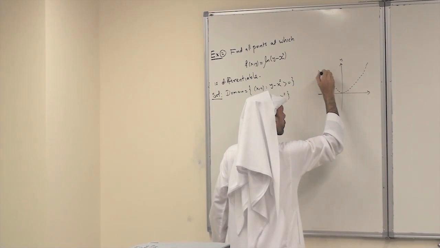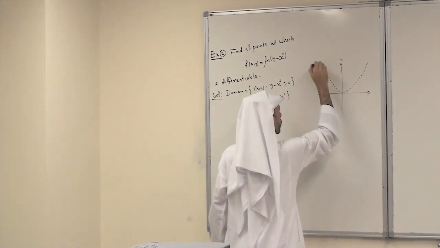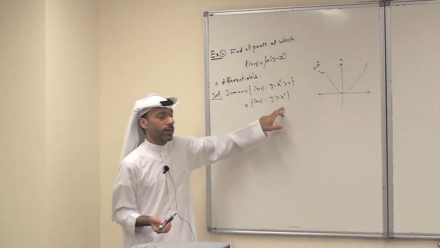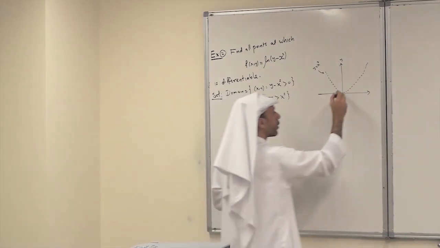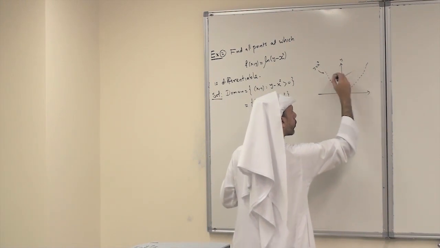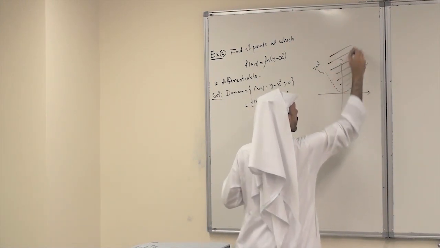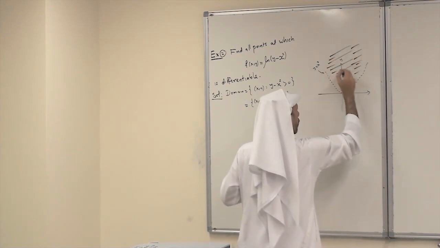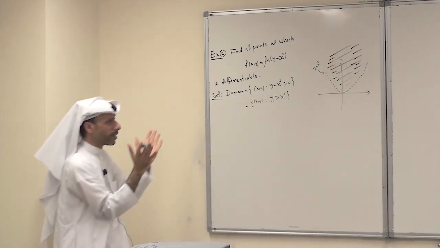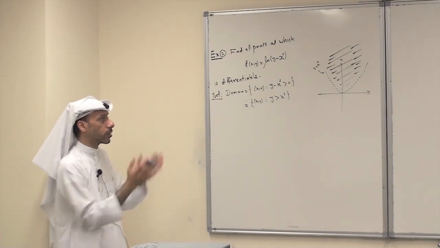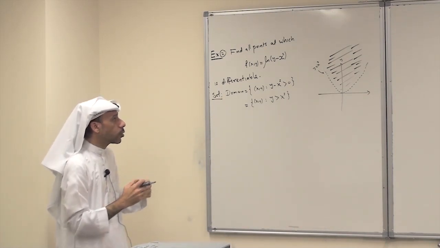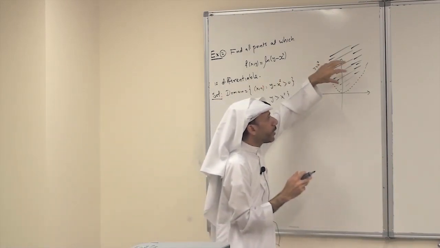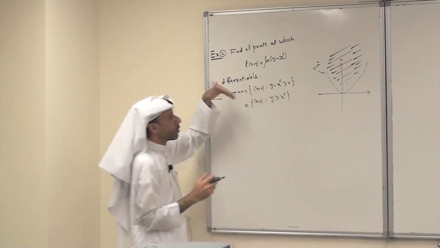So this is y equals x squared. We need all points where y is greater than x squared. So the points will be everything inside the parabola, every point here. So this is the domain of this function: every point above the parabola. So now we'll try to find at which points in the domain the function is differentiable.